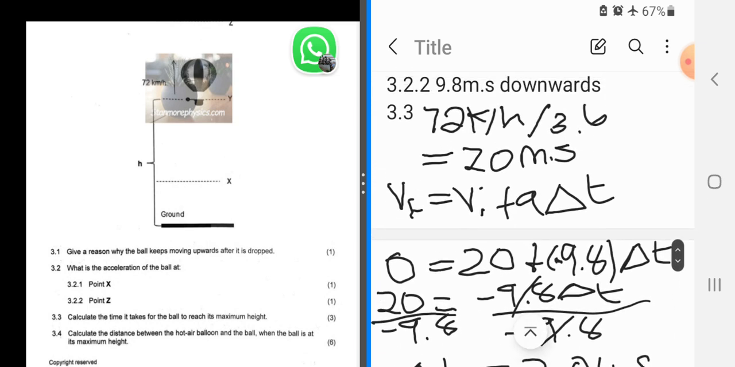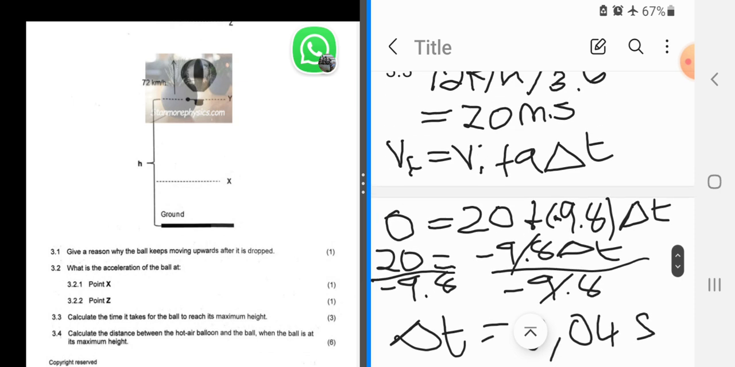So this is how you calculate. You convert your kilometers per hour to meters per second. Then we have final and initial. The ball is starting at 20 meters per second, which is there at Y, and is being dropped from the hot air balloon, so it has to reach the ground. So the final velocity is 0. When something has to end up at a still position, its final velocity is 0, but if it starts at rest, then its initial velocity is 0.